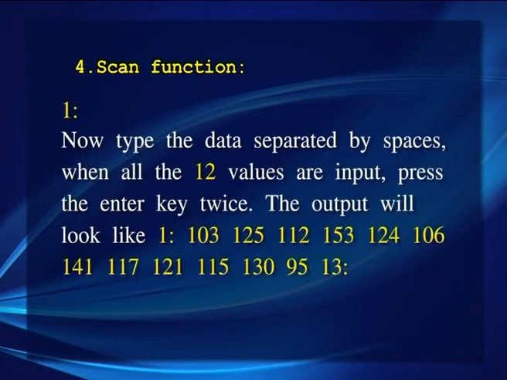1:2. Now, type the data separated by spaces. When all the 12 values are input, press the enter key twice. The output will look like 1: 103, 125, 112, 153, and so on. Then 13 colon. It will display read 12 items.